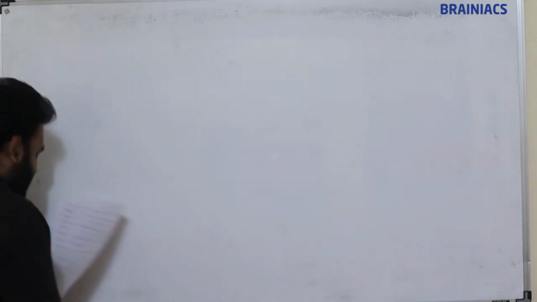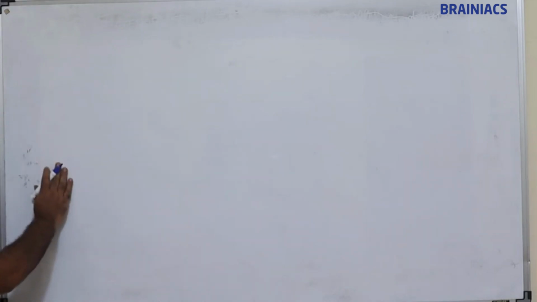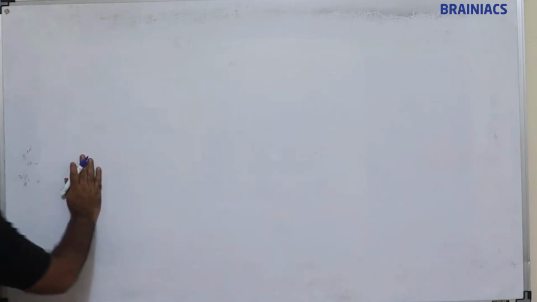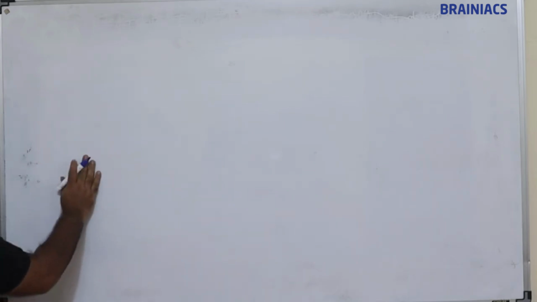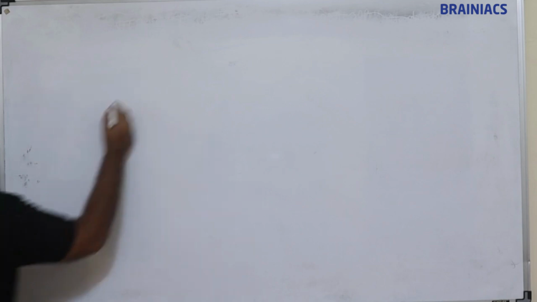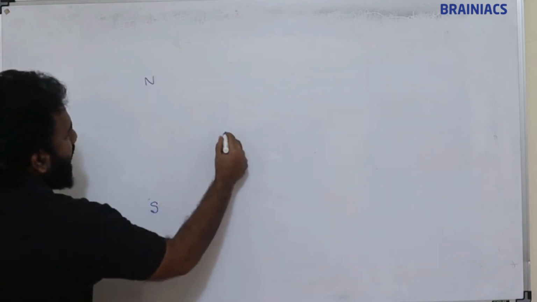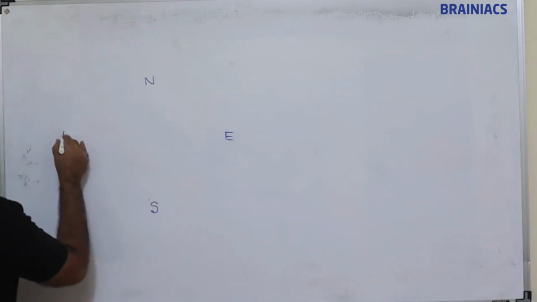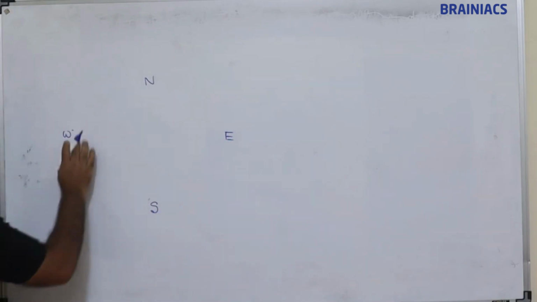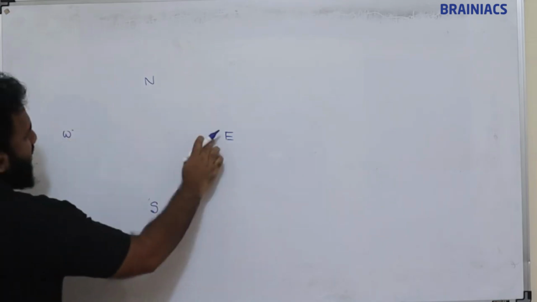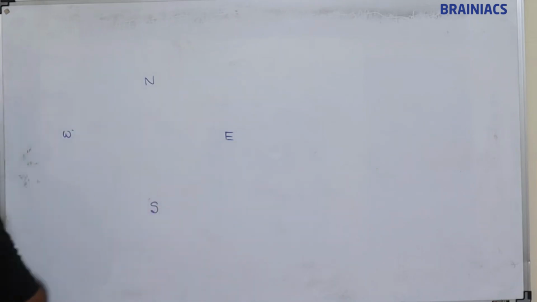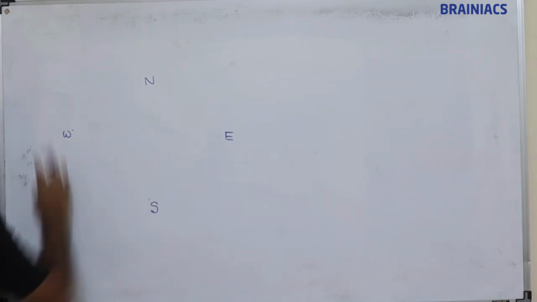Now let us see. A square loop of side 10 centimeter and resistance 0.5 ohm is placed vertically in the east-west plane. So north, south, east, west. It is kept vertically in the east-west plane.